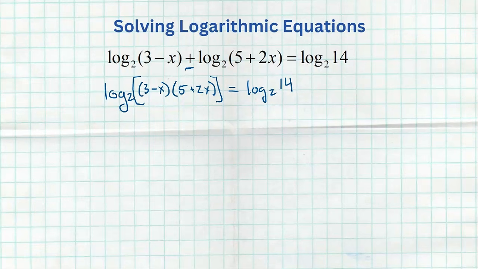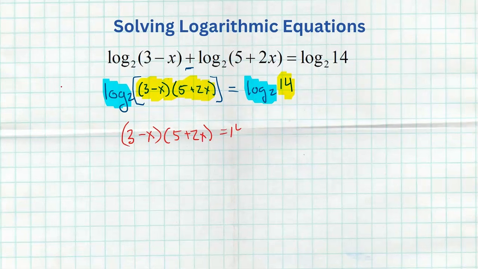First, once you have a single log on the left and a single log on the right of the same base, then we know that the insides must also be the same. So once we have a log base 2 on both sides, this value inside that log and this value inside that log must be equal. So we can essentially get rid of the logs. So we have (3 minus x) times (5 plus 2x) equals 14.